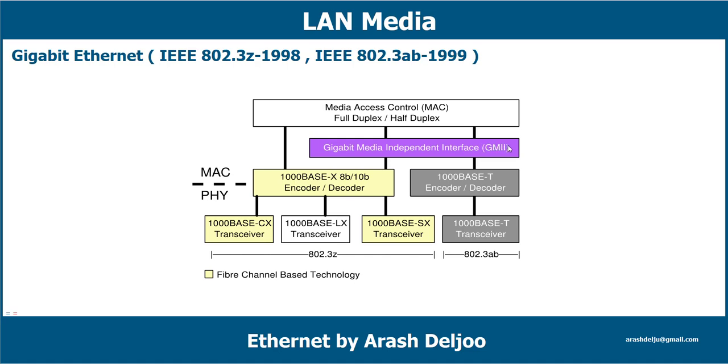Okay, what is the GMII? Let me explain it a little more. The media independent interface was originally defined as a standard interface to connect a Fast Ethernet MAC block to a physical chip. But here in Gigabit Ethernet, the Gigabit Media Independent Interface is standardized by IEEE 802.3u and connects different types of physical layers to MACs.